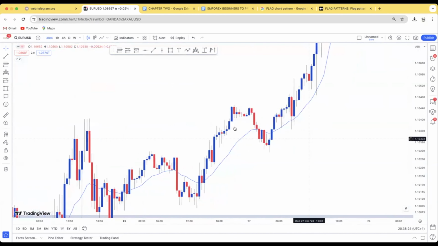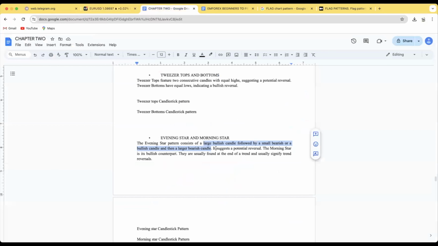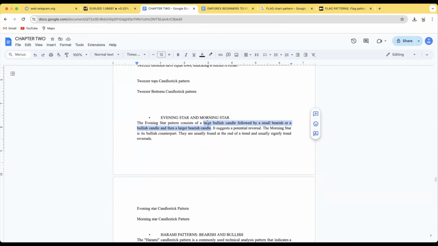This is a morning star. Let's see the morning star. It's a potential reversal. The morning star is the bullish counterpart. They are usually found at the end of a trend and usually signify a trend reversal. For the bullish reversal, it's going to be a large bearish candle followed by a small bullish or bearish candle, and then a large bullish candle. That is when we have the morning star.